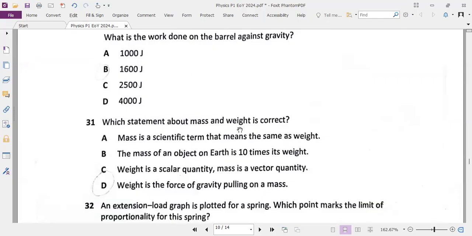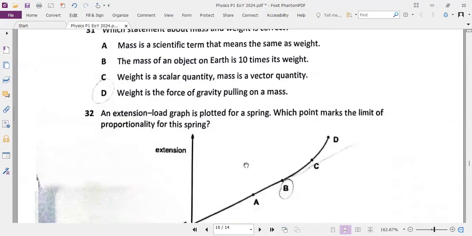Question 31, mass and weight. Read through all this and you will know that weight is the force of gravity pulling. Every other option is wrong.